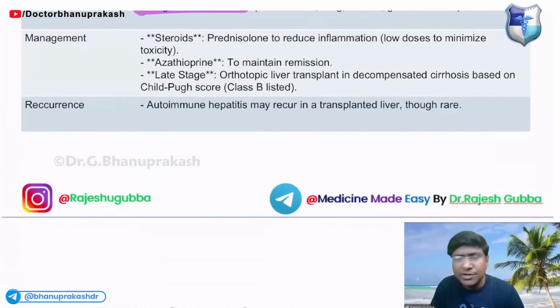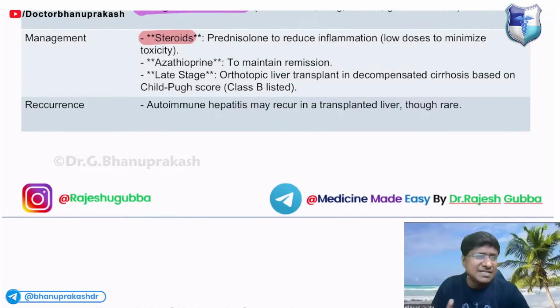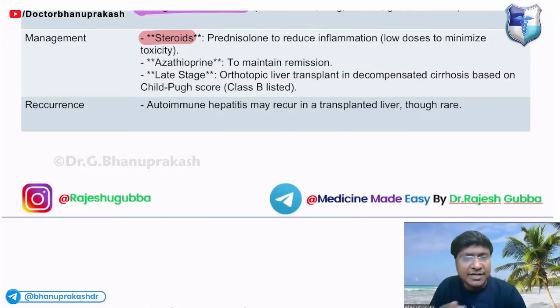Now, in autoimmune hepatitis, basically what is this? It's an autoimmune condition, right? So what will you give? You should give steroids. And which steroid? That is prednisolone. Okay. Now, you cannot give this for long term because the individual may develop Cushing's syndrome. So what do you need to give to prevent the development of Cushing's? As a maintenance, you need to give azathioprine.